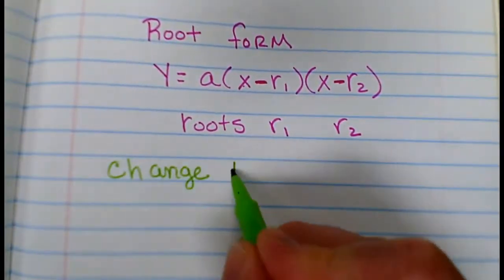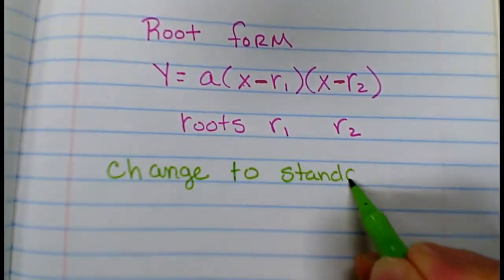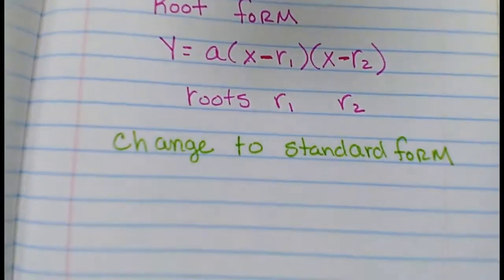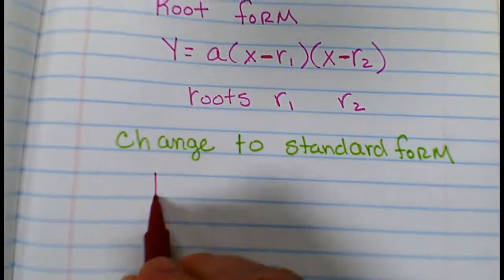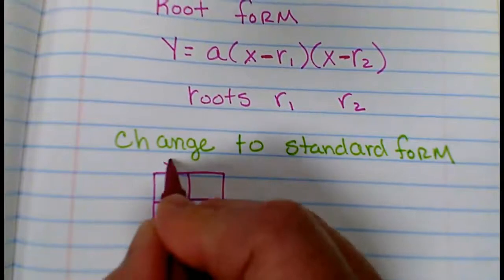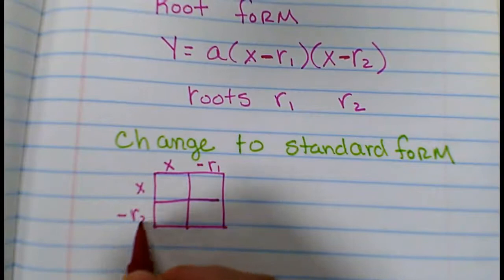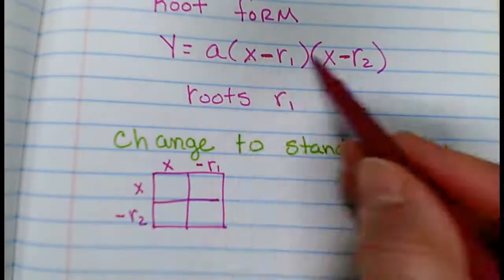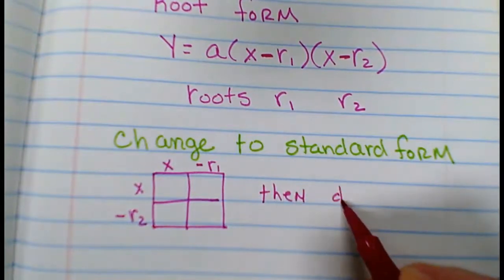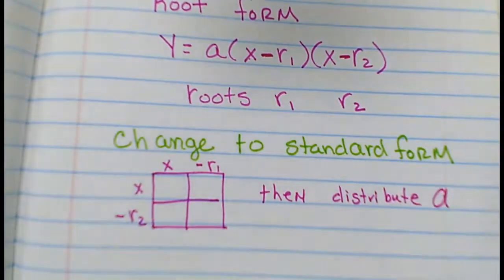How do you change to standard form? X minus R1, X minus R2. You have a box problem to multiply that out, but don't forget that then distribute the A if the A is not 1.